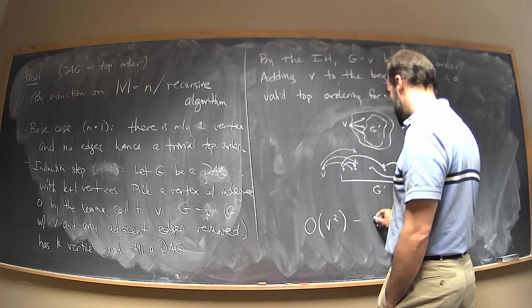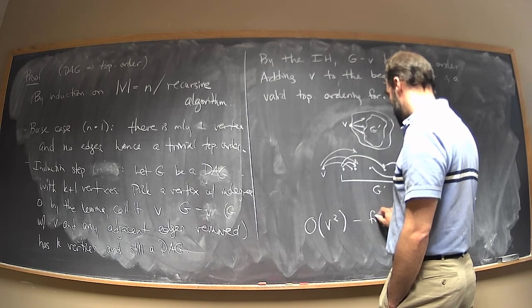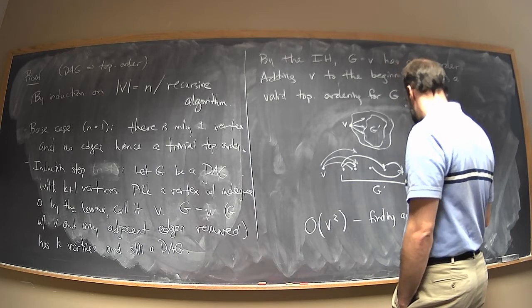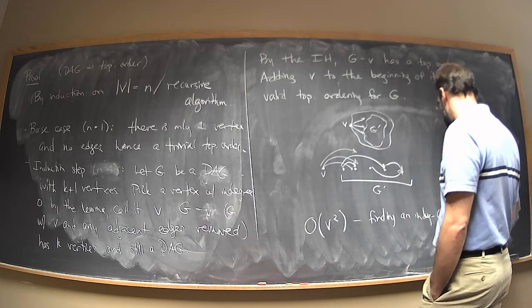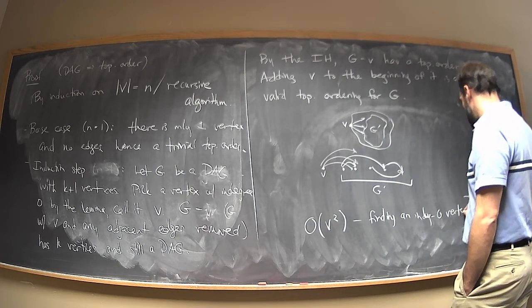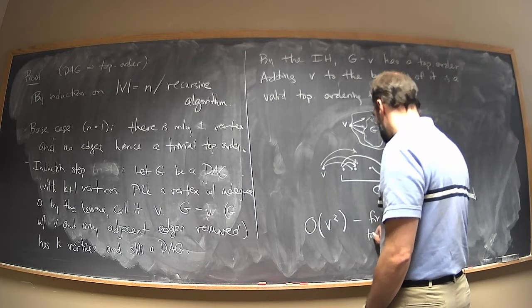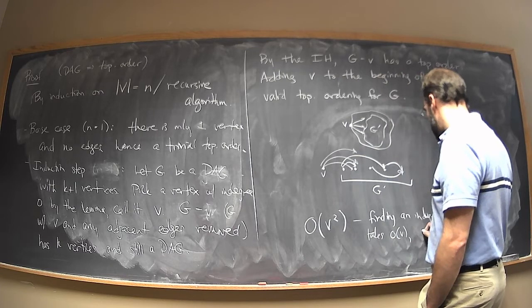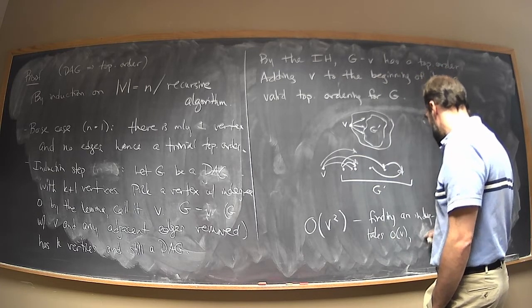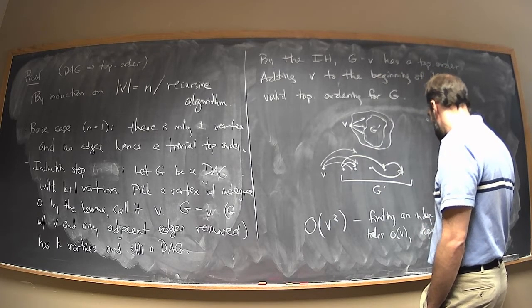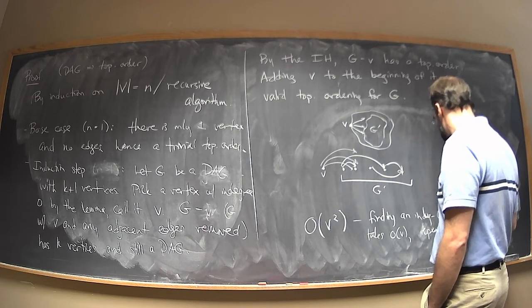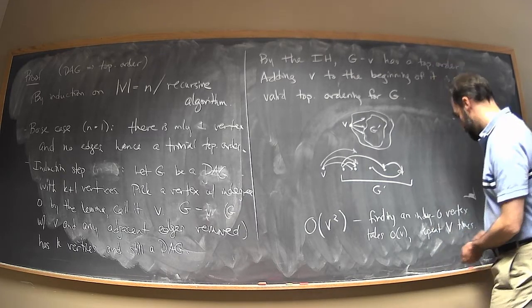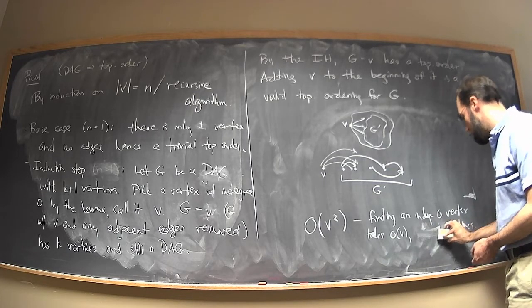So finding an in degree 0 vertex takes O of V, and we do it V times.